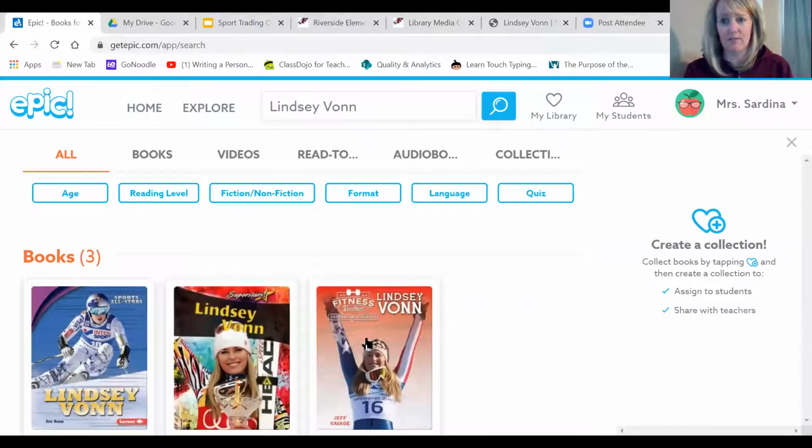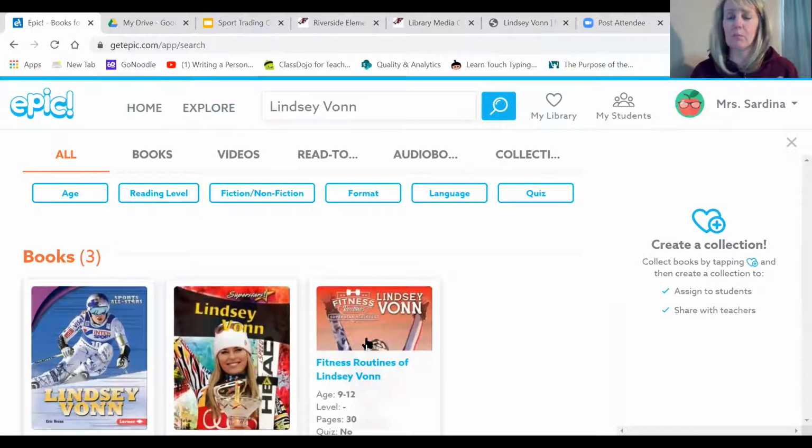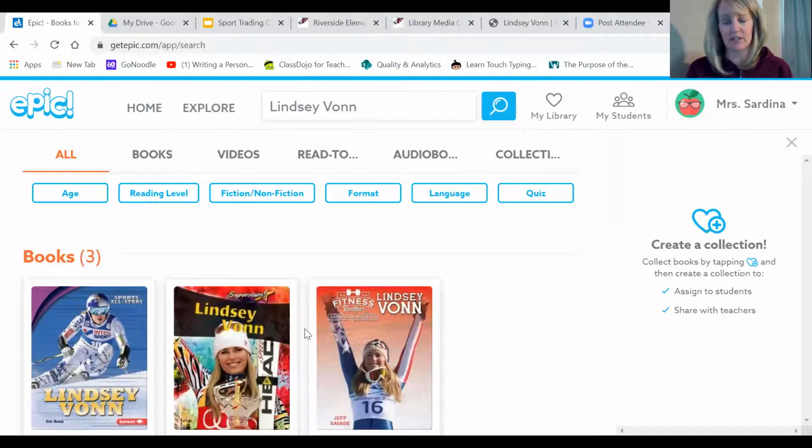3 books about Lindsay Vaughn that I could read and gather even more information. Because what we want you to do is not just take one source, but when you're researching, it's important that you use more than one source. So we're suggesting at least 2, and that you do that cross-text synthesis where you take what you learn from Pebble Go Next and what you learn from a book on Epic or a book on Storia or another place, and you put that information together to get your project. So that's cross-text synthesis. So I could choose one of these books.